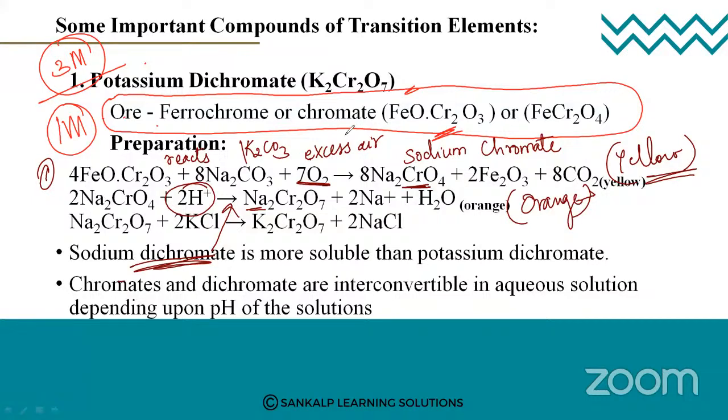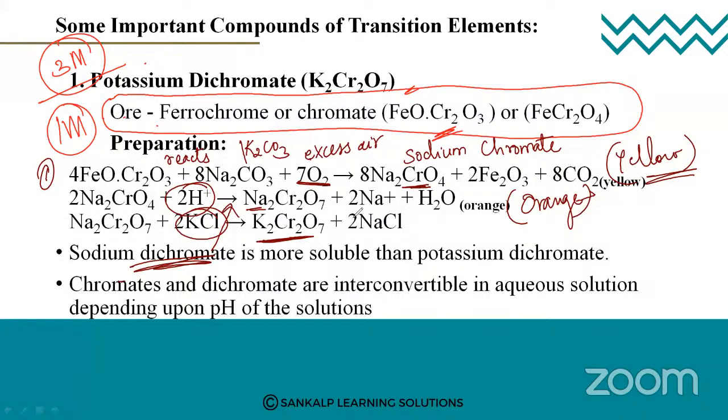In the third step, the solution of the sodium dichromate, we are going to treat it with potassium chloride. We are going to treat it with potassium chloride, and we are going to get potassium dichromate. And with this potassium dichromate, we are going to cool this solution.